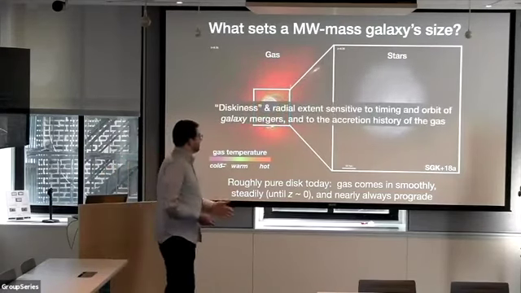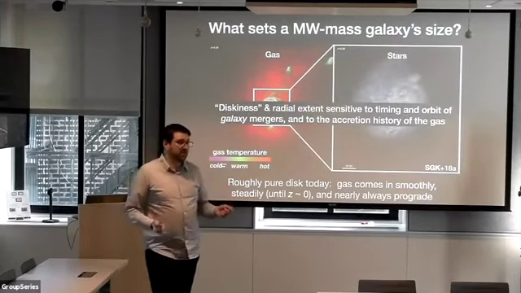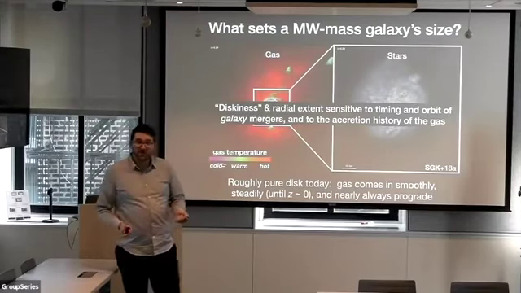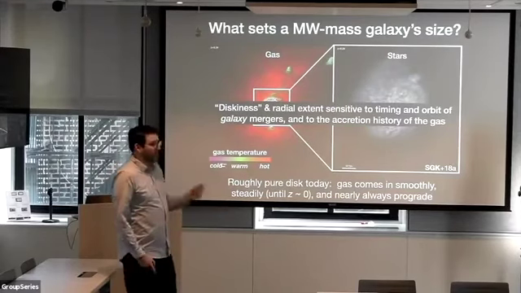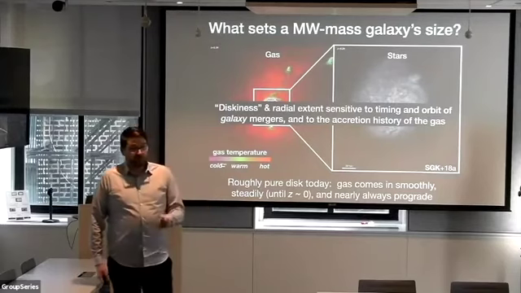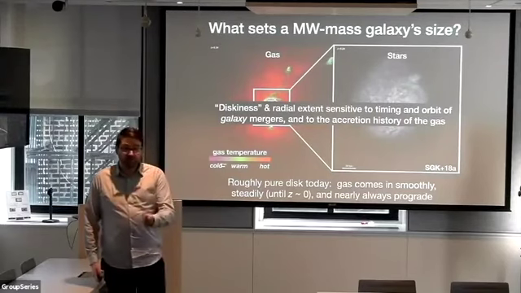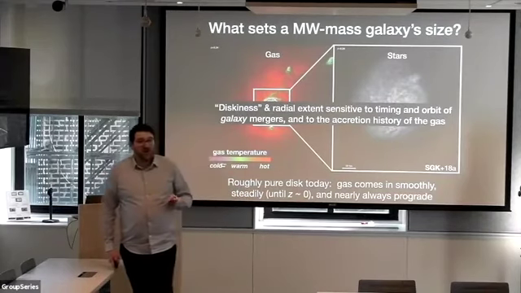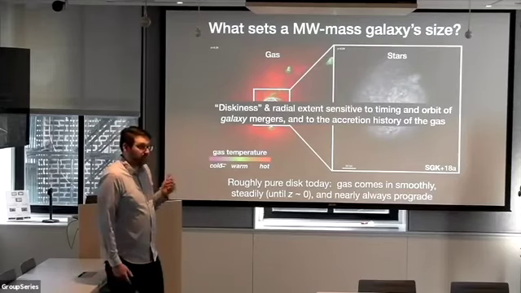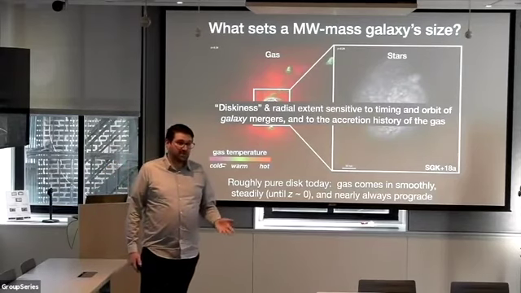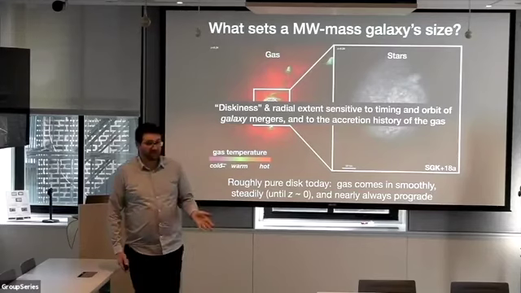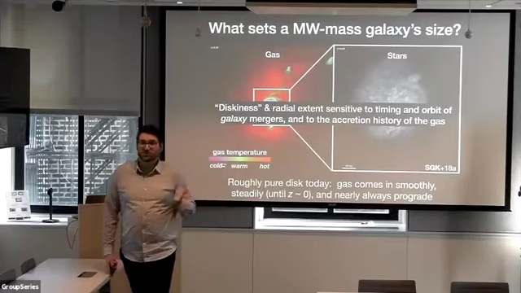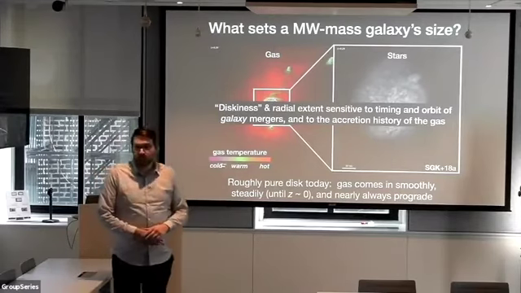So our conclusion from this was that effectively the radial size or the diskiness of a galaxy, those two things end up correlating quite strongly at Milky Way mass, is set by the timing and orbit of galaxy mergers, the actual mergers that make it to the galaxy itself, not halo mergers, and by the accretion history of the gas. Now, to very quickly tie this into the Milky Way, we know that the Milky Way is relatively disk-dominated today. It has a bulge, but it also has a large disk.